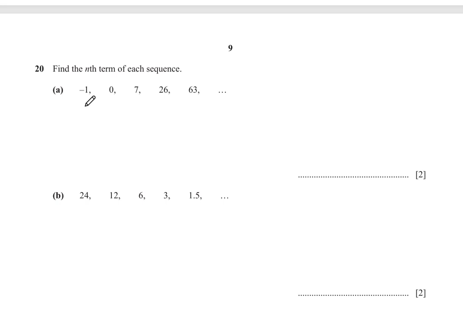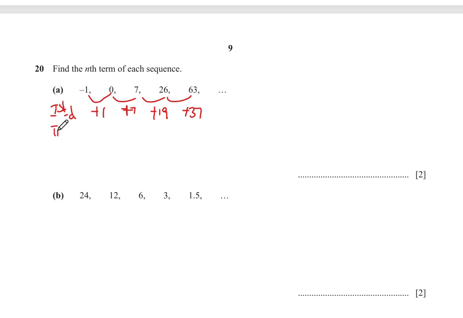First find out the difference of these numbers. The difference is: 0 minus minus 1 is plus 1, 7 minus 0 is plus 7, 26 minus 7 is plus 19, and 63 minus 26 is 37, so plus 37. So the difference is not the same. This is the first difference, and the first difference is not the same.